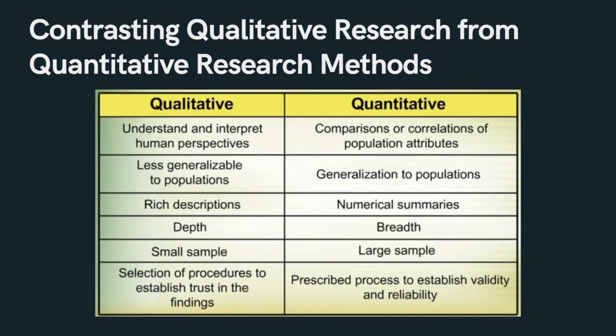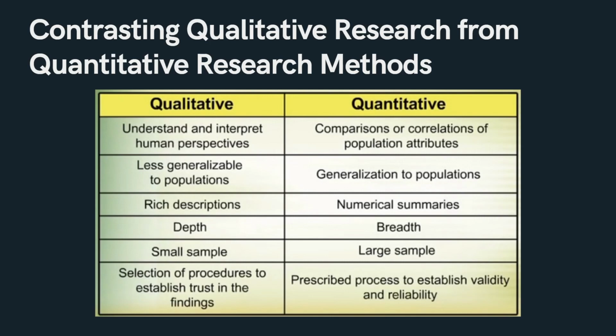And then we also have in qualitative research, rich descriptions. It's really in-depth, as you can see there, and then it's only a small sample. But in quantitative, we have numerical summaries. We use numbers, we use quantities, and we cover more, right? So there is breadth. We cover more people, more respondents as much as possible, and we have this one, what you call a large sample.